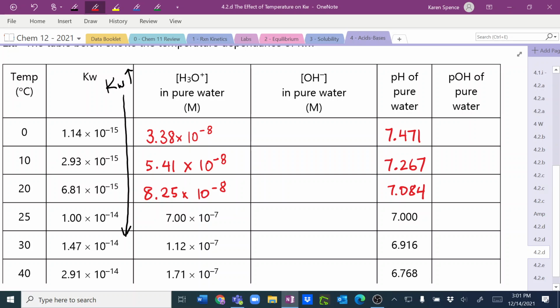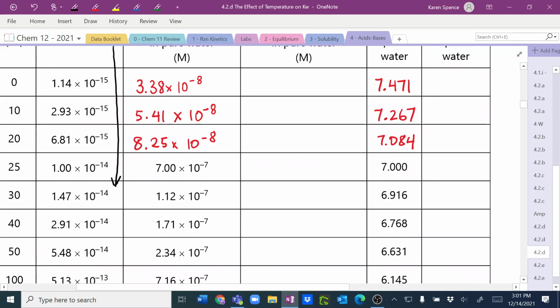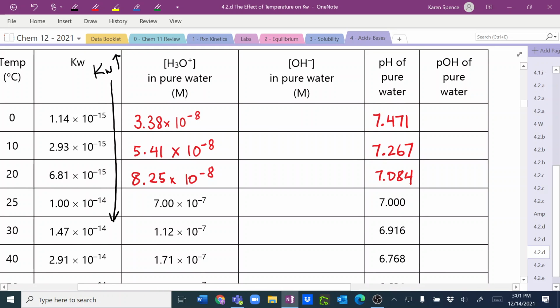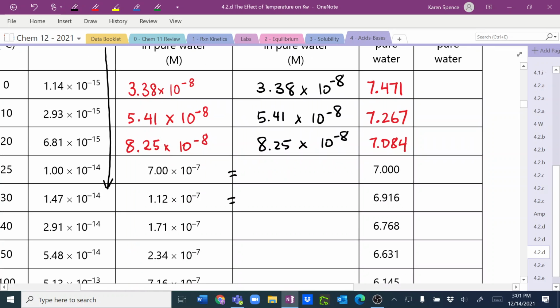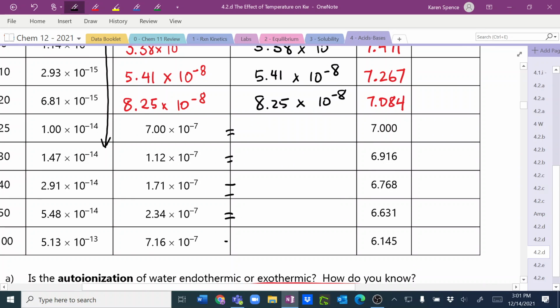So if I know these values, it looks like I've got a lot of work cut out for me to fill in my OHs. Boy, oh boy, that seems like that's going to be a lot of trouble. Is it? Is it going to be a lot of trouble for me to figure out my concentration of hydroxide now? Oh, it's the same. So I'm going to write down a few of them just to prove to myself that they are the same. Yes. 5.41 times 10 to the -8, 8.25 times 10 to the -8. And now I'm just going to write that they're equal all the way down because I don't want to write all that stuff. That's a lot of writing.